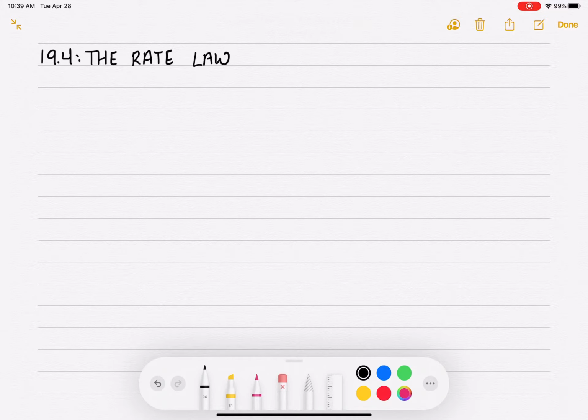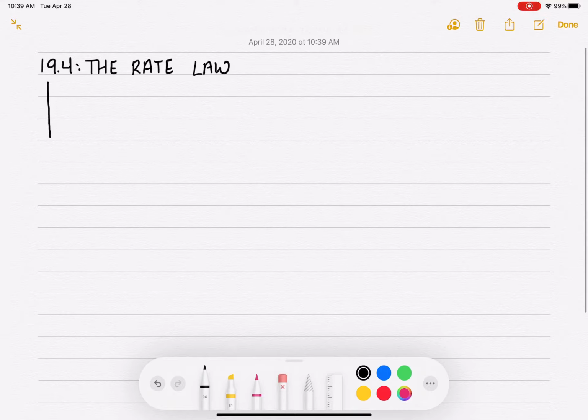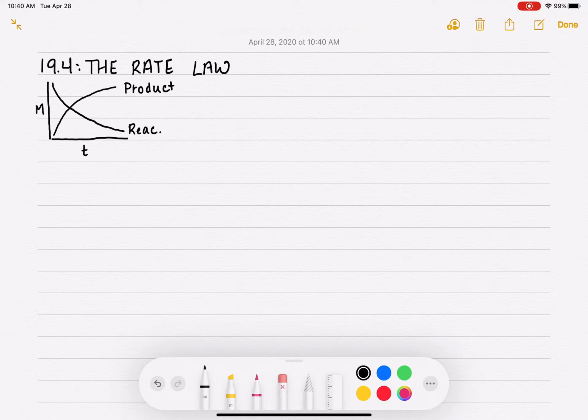In the last section, we were learning how to calculate the average rate of a reaction. And we looked at a graph that looked like this with a reactant and a product. This would be a graph of their molarity versus time, or pressure versus time. And we were looking at how we could use this type of graph to calculate the average rate of a reaction.